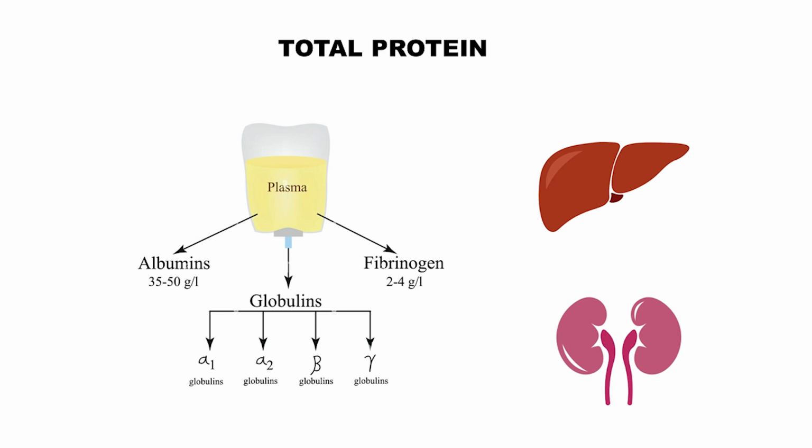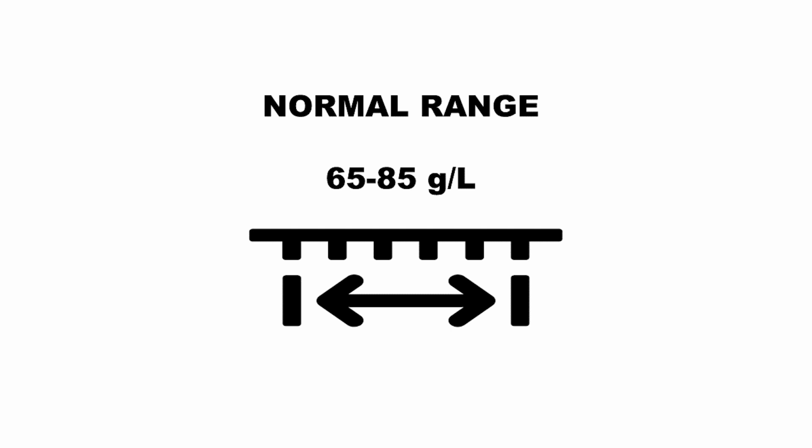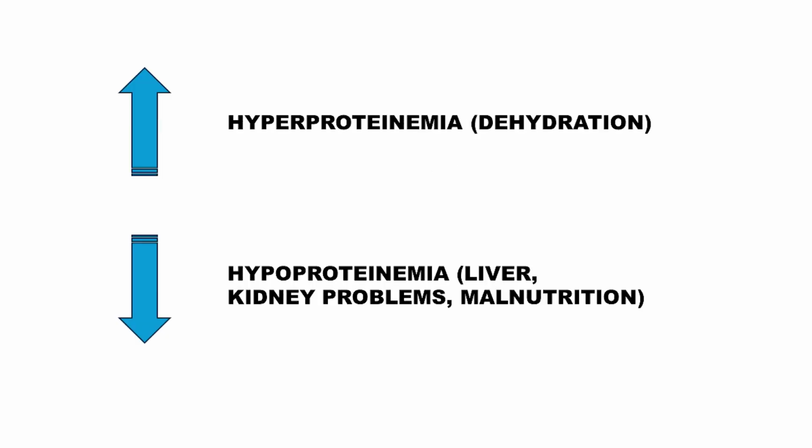It reflects body nutrition, immune system activity, liver, and kidney function. The normal reference range for serum total protein is typically 65 to 85 gram per liter. So the results can be interpreted under hyperproteinemia, normoproteinemia, and hypoproteinemia.